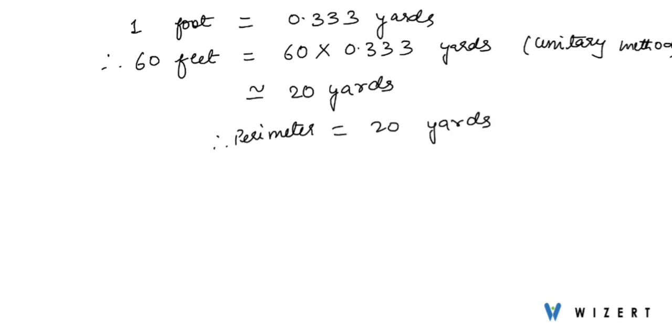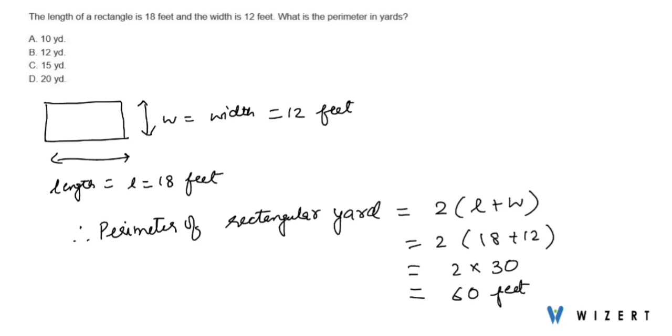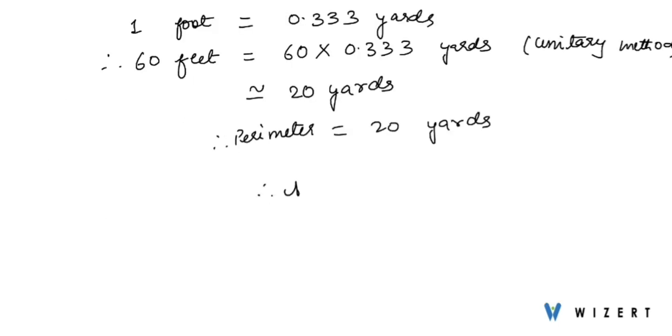Now, let's check the options. So, 20 yards is option D. Hence, we can say that the answer is option D.